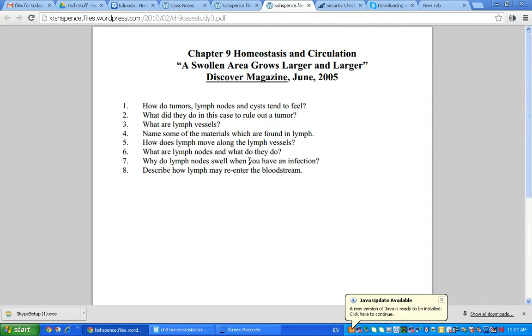So basically, when your muscles contract, it causes the lymph fluid to be forced up through the valves. It forces the valves open, and it forces the lymph up closer to the heart. And then when your muscles relax, the valves close, and the fluid is trapped closer to the heart. So it depends on your movement.